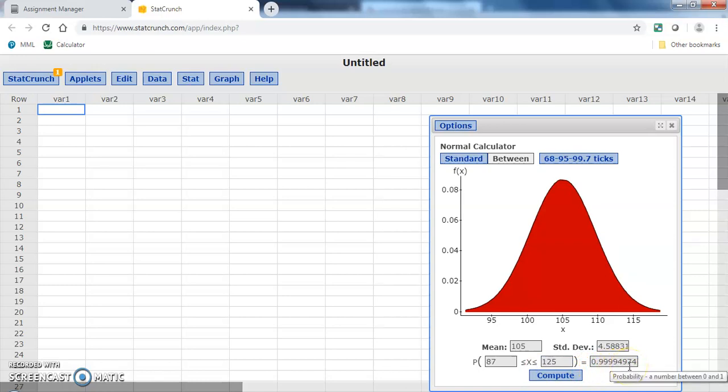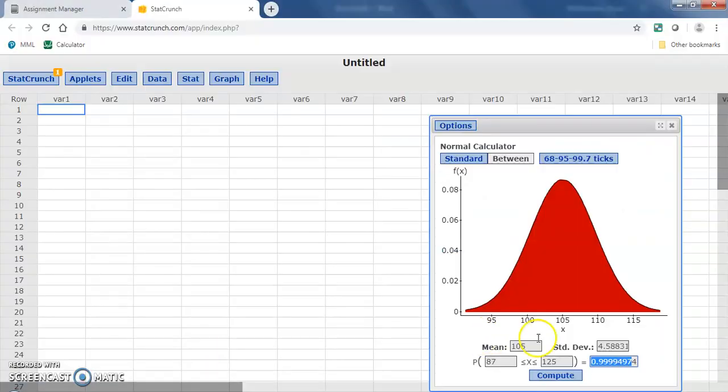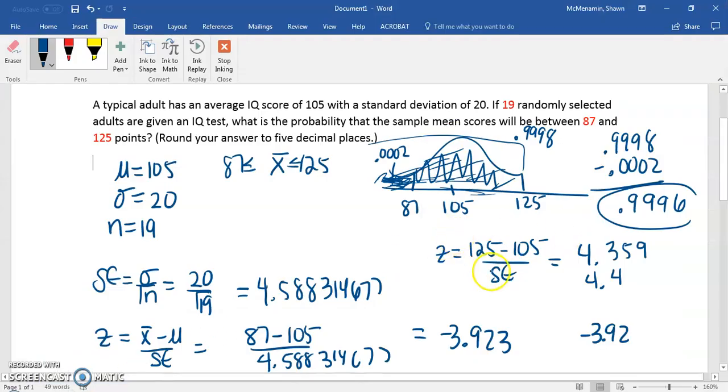We get our answer, which is 0.99995. So depending on how many decimal places it wants, it's 0.99995, which is close to what we got, right? We got 0.9996. But for WebAssign, to get the most accurate answer, you want to use StatCrunch. But for the exam, this is how you would do it by hand.